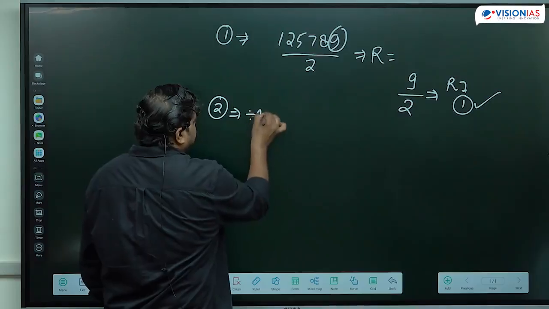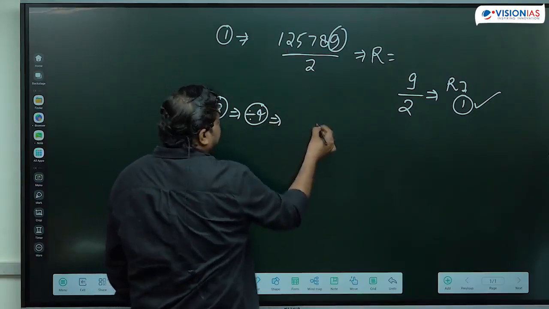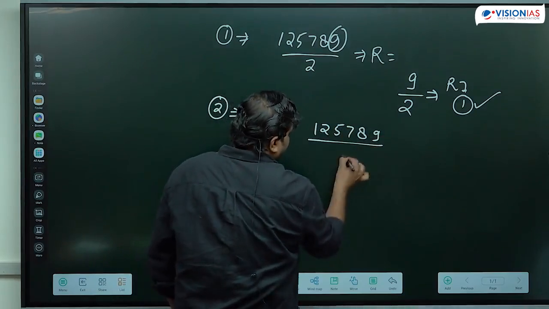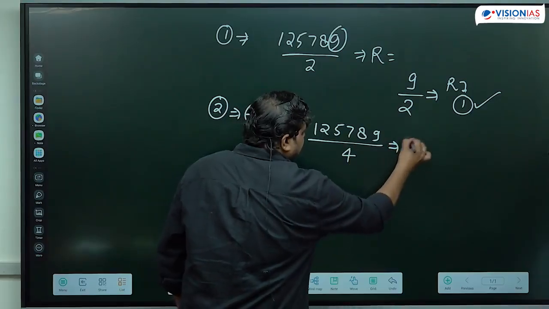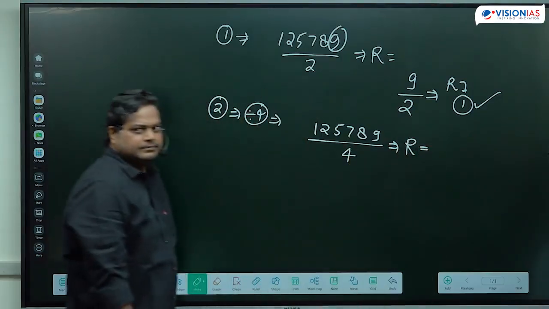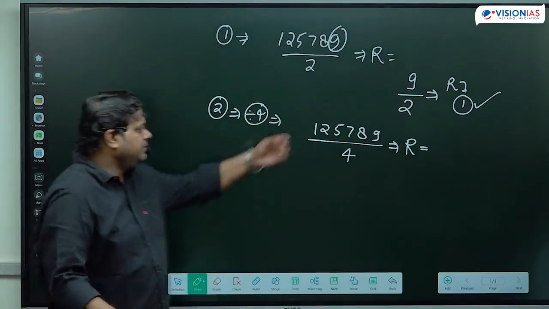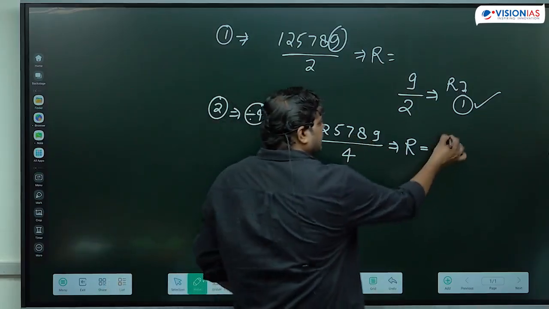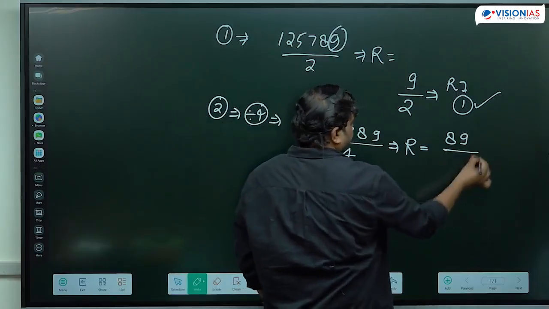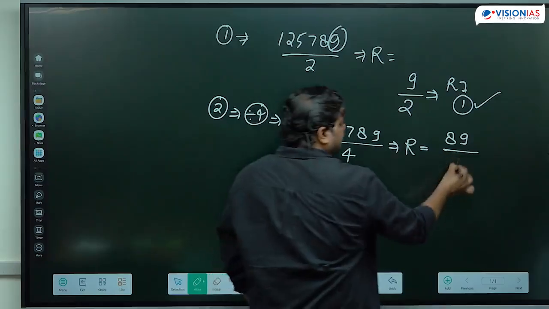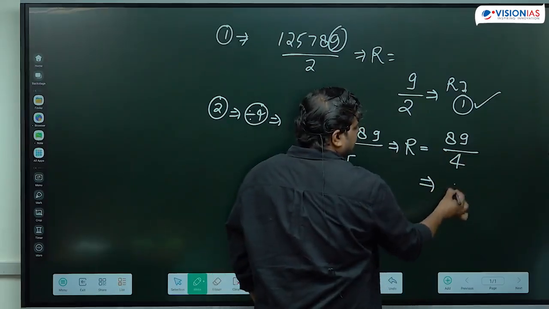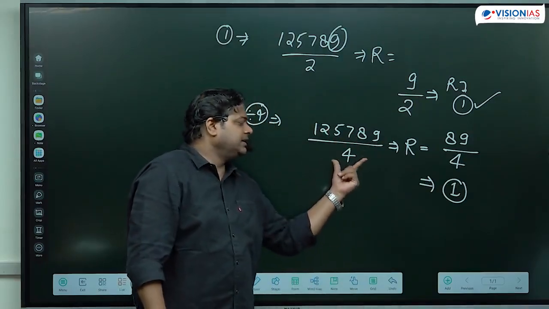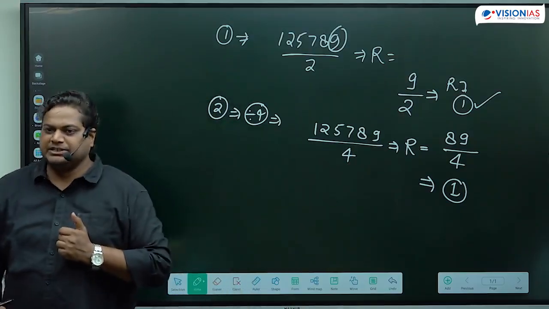If we take divisibility rule of 4, suppose the same number 1, 2, 5, 7, 8, 9. If we divide by 4, what remainder we are going to get? So divisibility rule क्या बोलता है कि last two digits must be divisible by 4. 4 से divide करा, what remainder we are getting? 1. The same remainder we are going to get if we divide this number by 4.